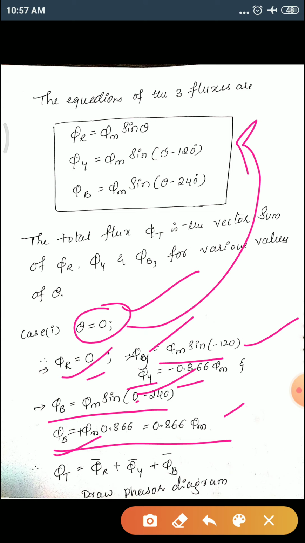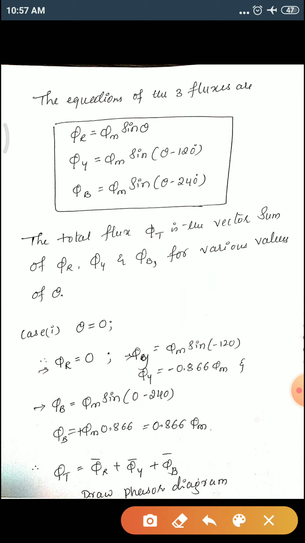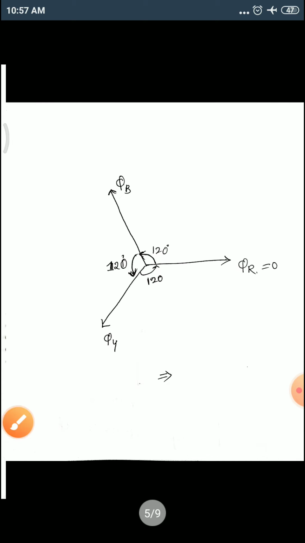Let's calculate all these and then substitute in this equation. That is, total phi t will be equal to the vector sum of all three phases individually. This we cannot do directly. Since it has both magnitude and direction, it has to be calculated by phasor diagram. So just remember all these values. Phi r is 0, that is one thing. Second, phi y is minus 0.866 phi m, and then phi b will be plus 0.866 phi m.